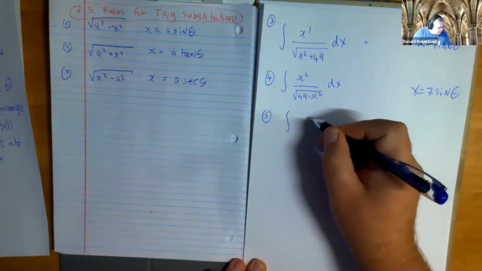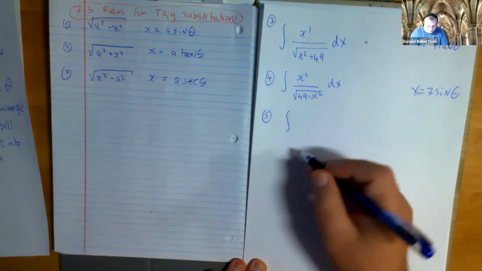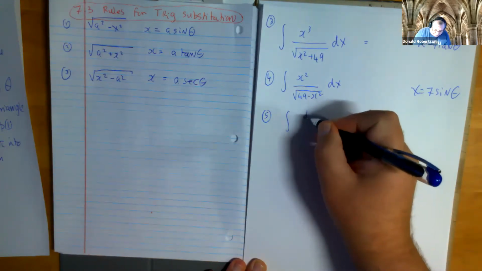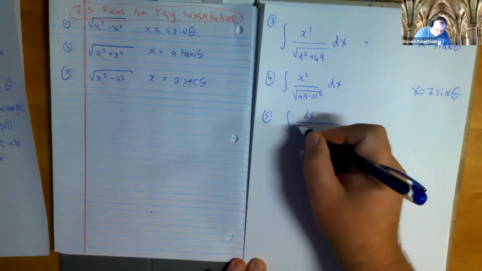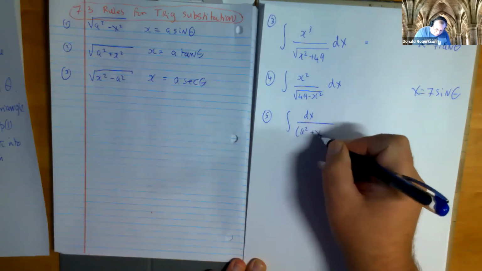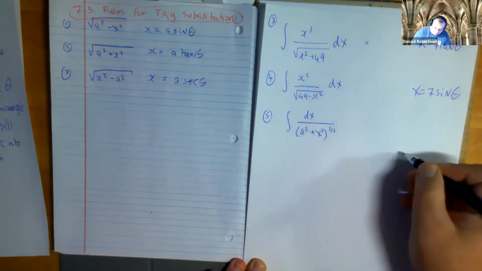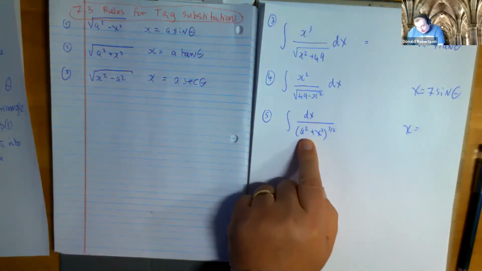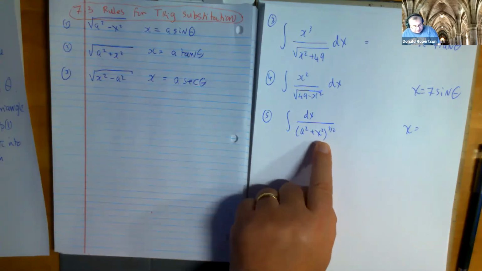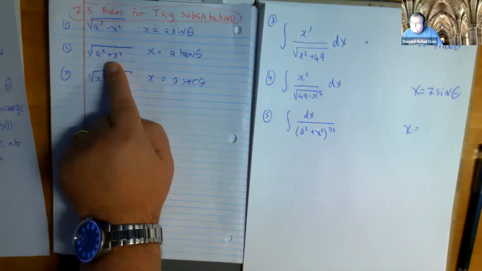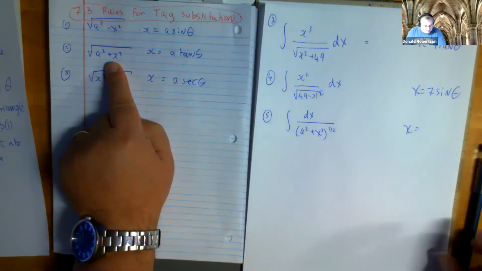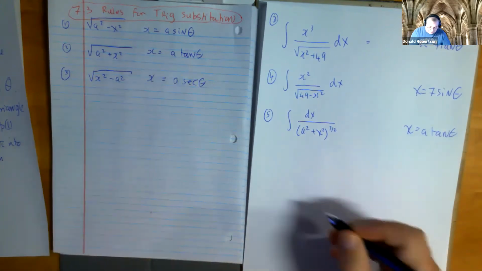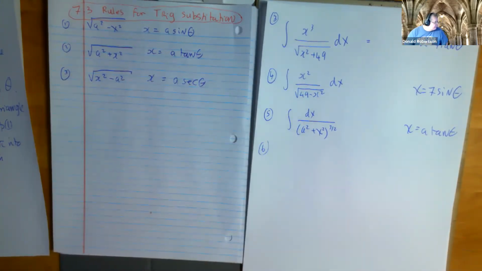And, it's going to be, oh, it's got an a, that's nice. A squared plus x squared. Doesn't that belong to number 2? And number 2 is an a tan theta.